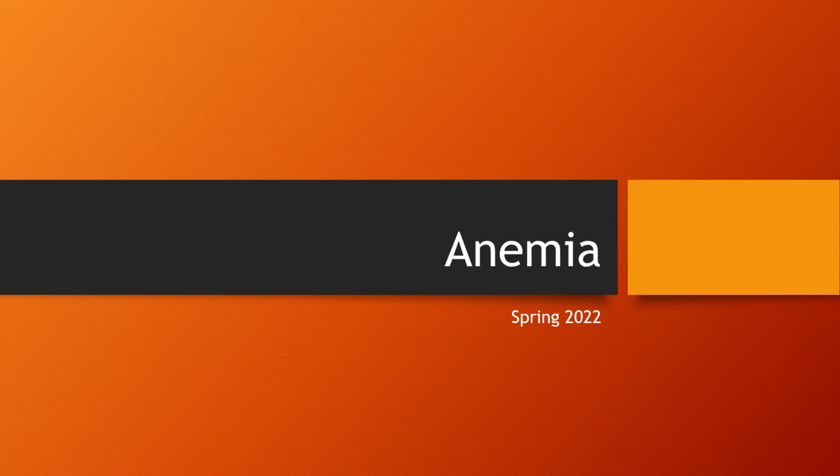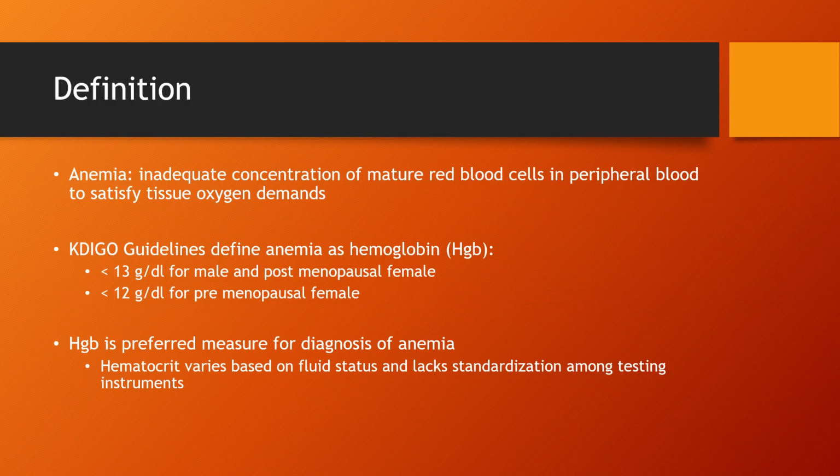Hey everyone, so this slide set will be on the topic of anemia. So first, a definition of anemia, which is the inadequate concentration of mature red blood cells in the peripheral blood to satisfy the tissue oxygen demands.